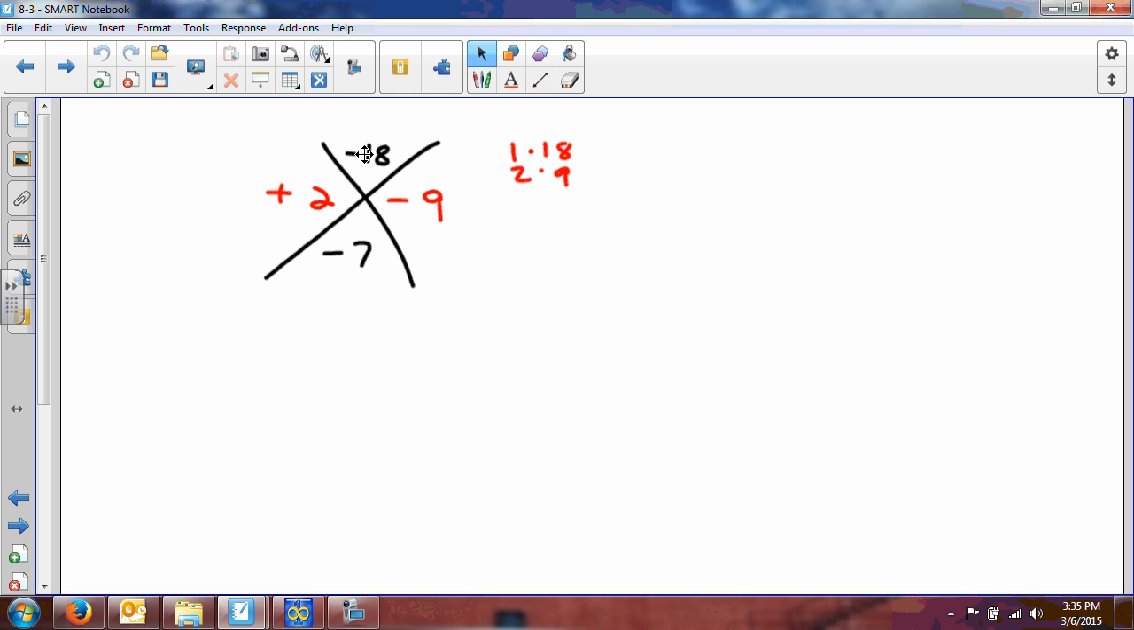This one here, negative on top, negative on bottom. So 18 minus 1, 9 minus 2. Well, 9 minus 2 gets me positive 7. So 2 minus 9 would get me negative 7. So positive 2, negative 9 are my answers.